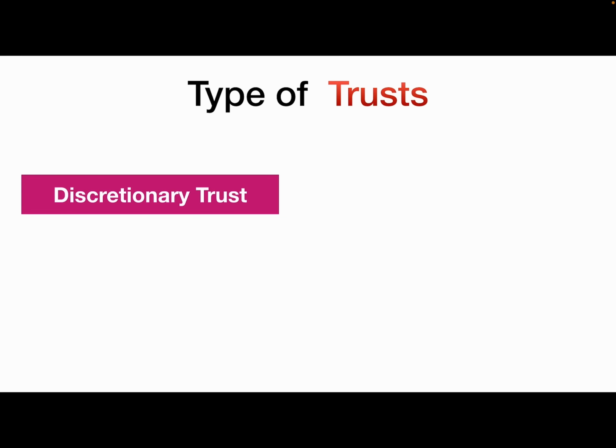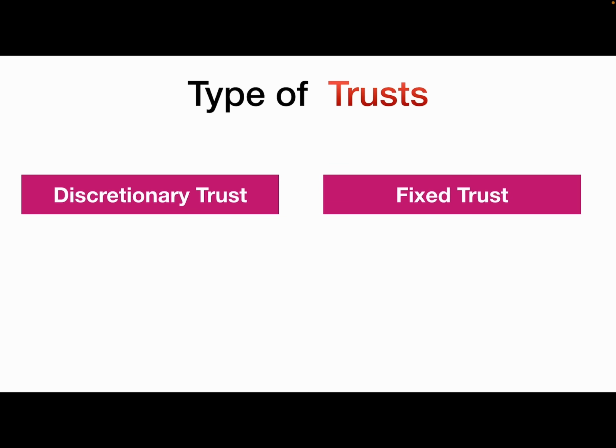One example of a discretionary trust is a family trust. And a family trust is set up to manage a family business or hold a family's personal or business assets.